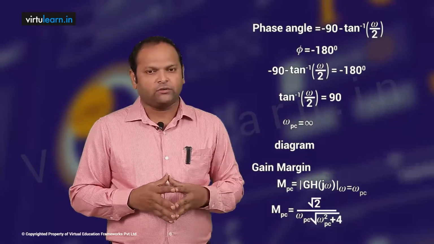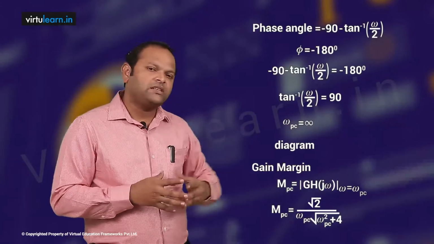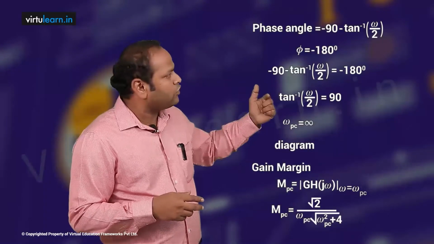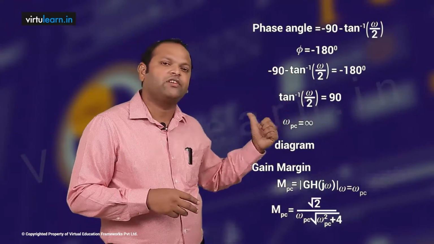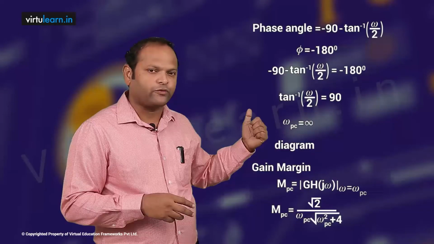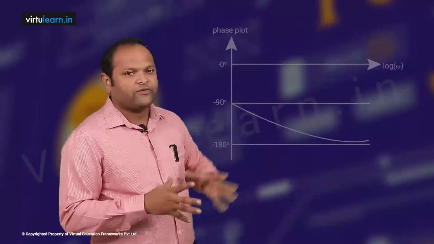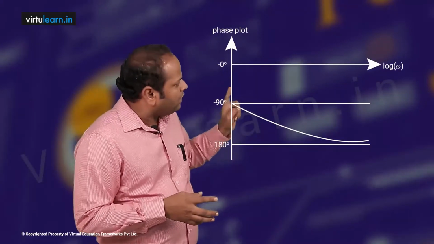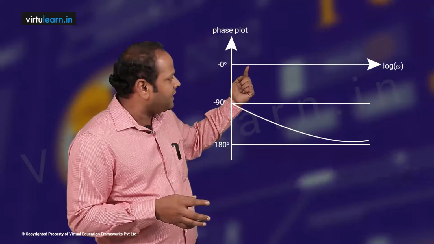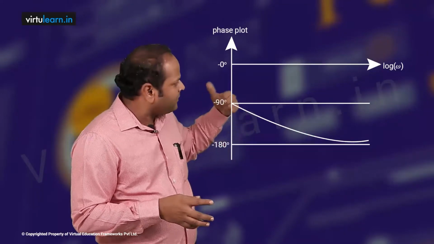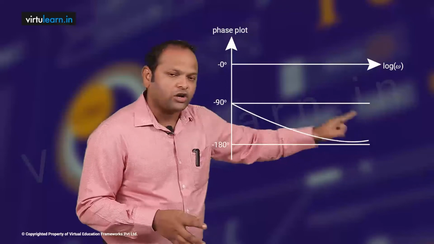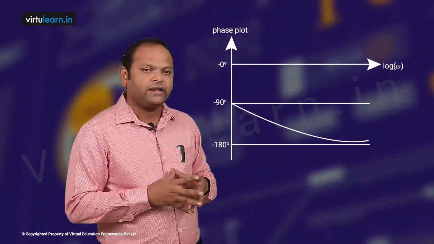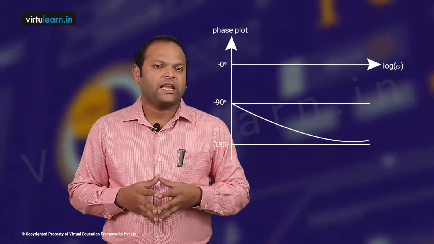What is the meaning of it? Omega pc infinity means the phase angle equation is going to be minus 180 when the frequency is infinity, which is the phase crossover frequency. When you relate this with the phase plot in the Bode diagram, it lies in between minus 90 and minus 180, which means the phase plot is not crossing the minus 180 degree line. When the phase plot is not crossing the minus 180 degree line, then we can take omega pc as infinity.